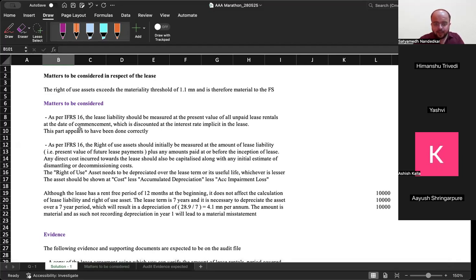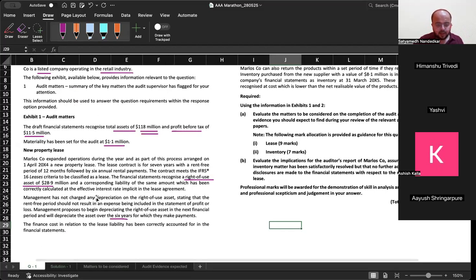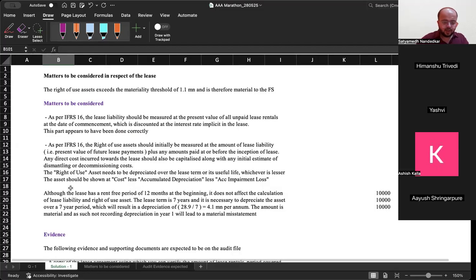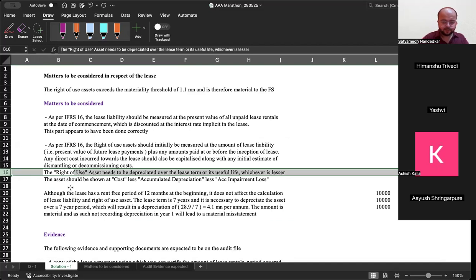That covers your lease liability: when should the lease liability be recognized and at what value. Now talking about the right of use asset. The right of use asset should initially be measured at the amount of lease liability, that is present value of future payments plus any amount paid at or before the inception of lease. Any direct cost incurred towards the lease should be capitalized. Here you have to state that right of use asset of 28.9 million and corresponding liability of the same amount has been correctly calculated at the effective interest rate in the lease. You should then mention that this part appears to have been done correctly.